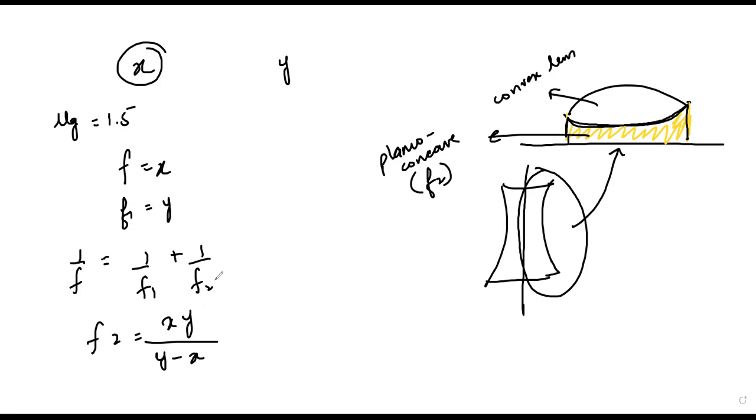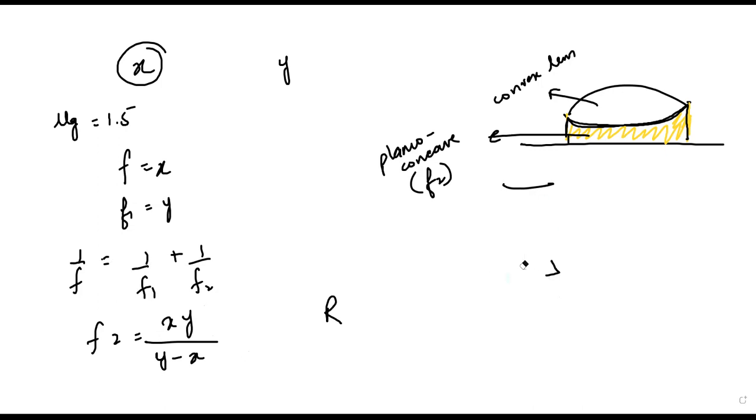Now see, the refractive index of the lens is 1.5, that is given to you. Now see, the radius of curvature of one surface is r, and the radius of curvature of the other surface becomes minus r. This we have done in the derivation of the lens maker formula as well.